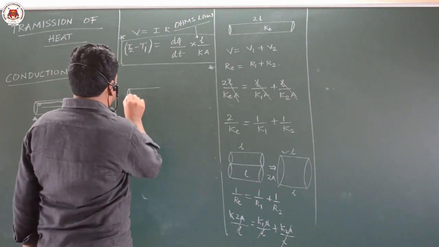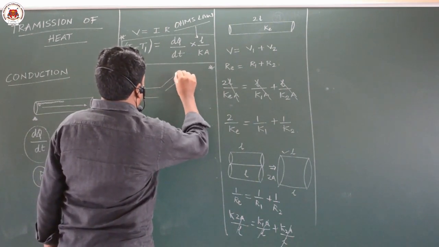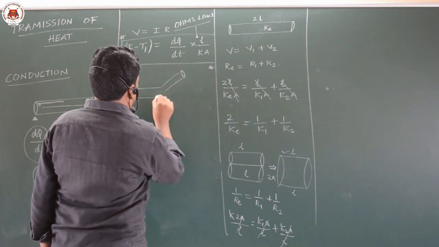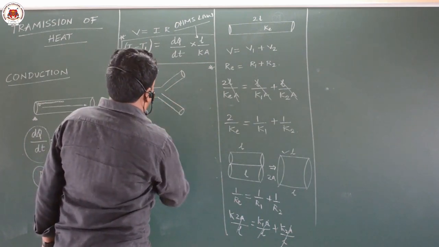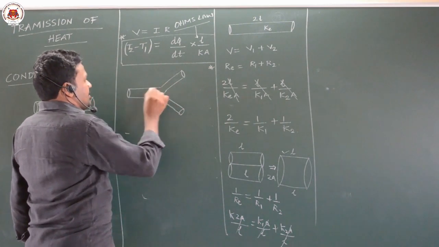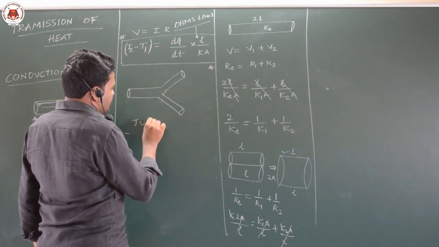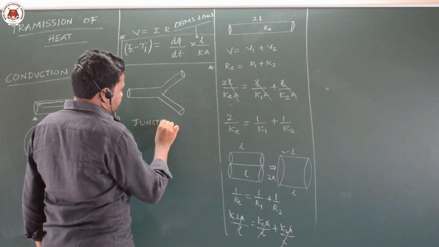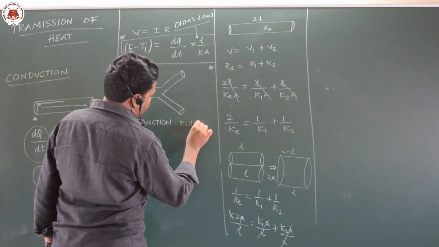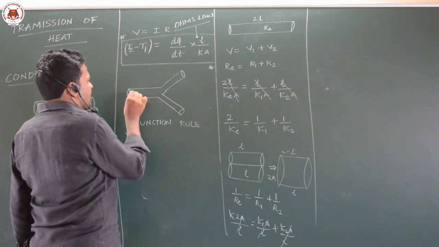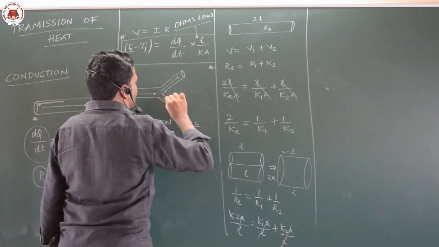If they are connected like this, then here you have to apply the junction rule. You can apply Kirchhoff's junction rule. Heat entering the junction is equal to heat leaving the junction.